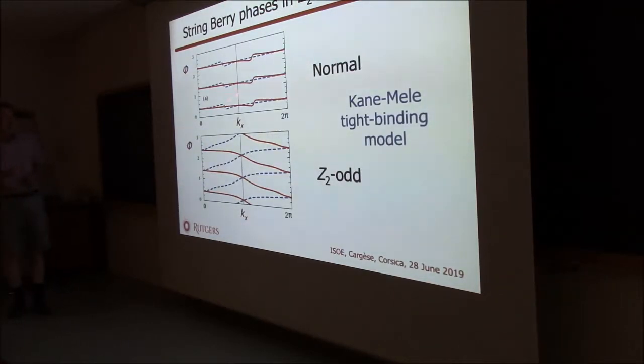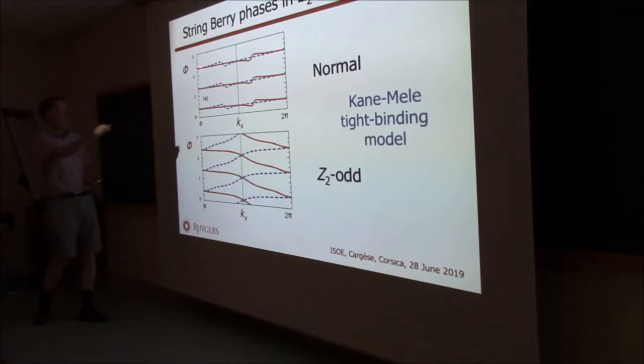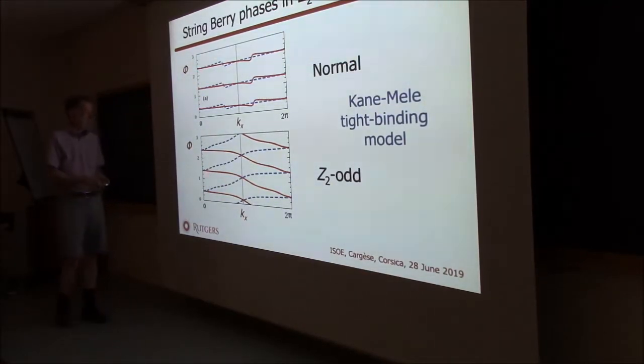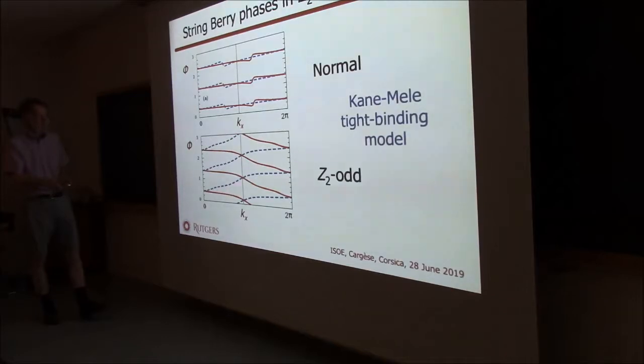So here's an example of a calculation we did on a tight binding model that was proposed by Kane and Mele, where we explicitly calculate these Berry phases as a function of kx for some parameter values. And here you're in the normal state, and these Berry phases reconnect without zigzagging, and in a non-trivial state they zigzag.